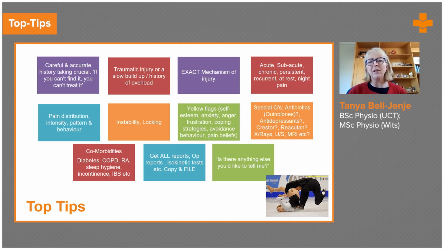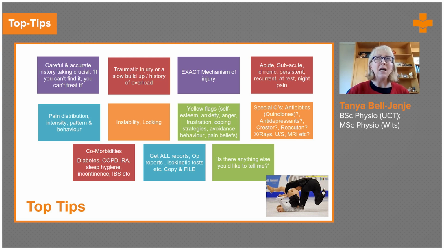Does the patient take antidepressants? That's important because that will give you an indication possibly of some sort of psychosocial issues that they are struggling with. Crestor for high cholesterol is known to create stiffness. Reacutan, which is used for acne, can cause severe muscle spasm. So these are the type of things that you need to ask, which will really help you in your prescriptive rehabilitation program. Have they had any x-rays, ultrasounds, MRIs, or MR arthrograms? And those, obviously, you need the reports.